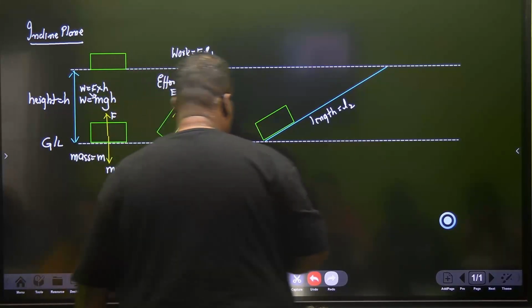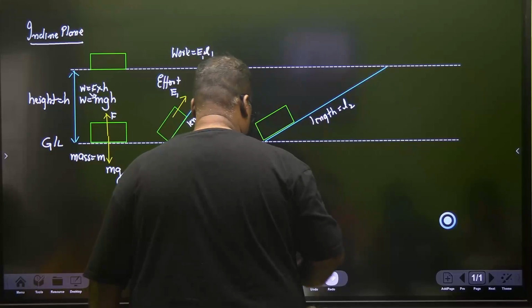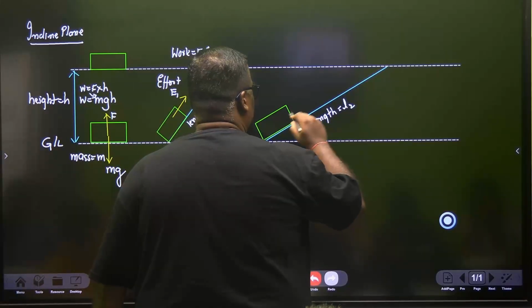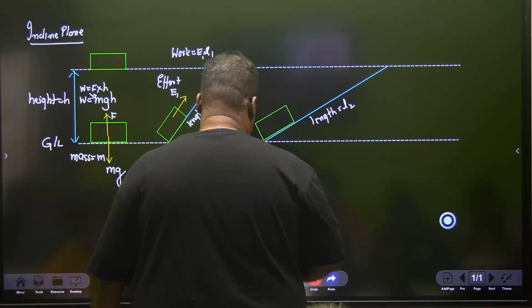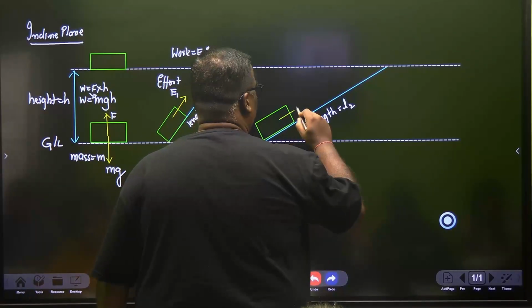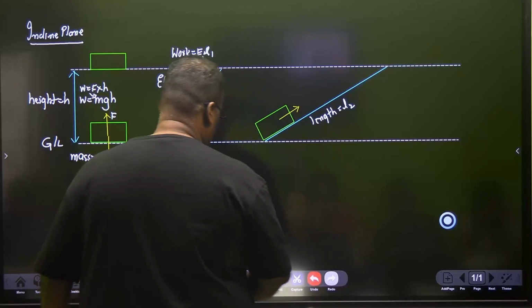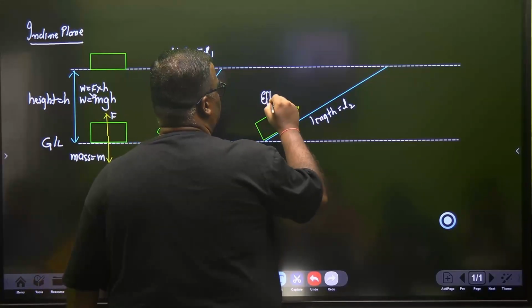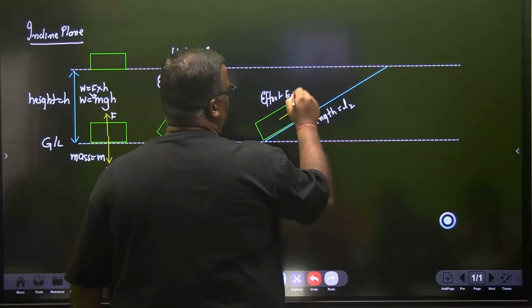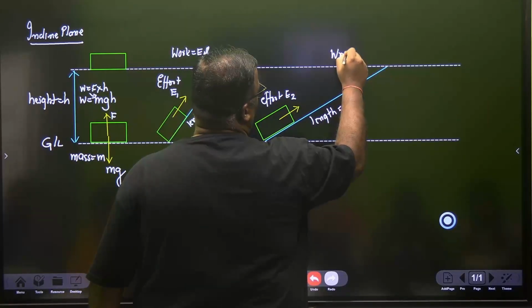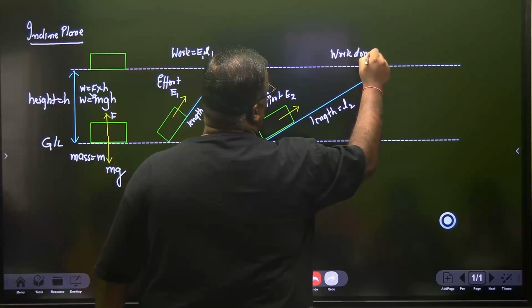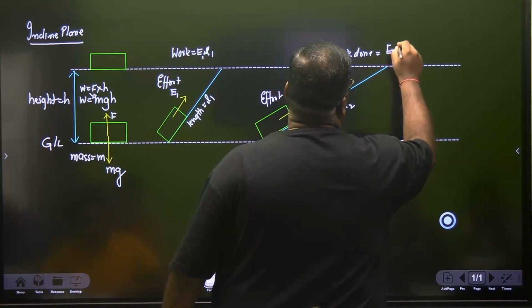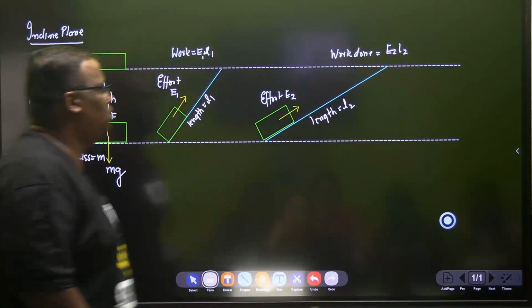So let's see this effort. Here your effort is E2. The effort we are giving here is E2. So how much work are you doing out here? The work done here is given by E2 L2. Is this much understood?